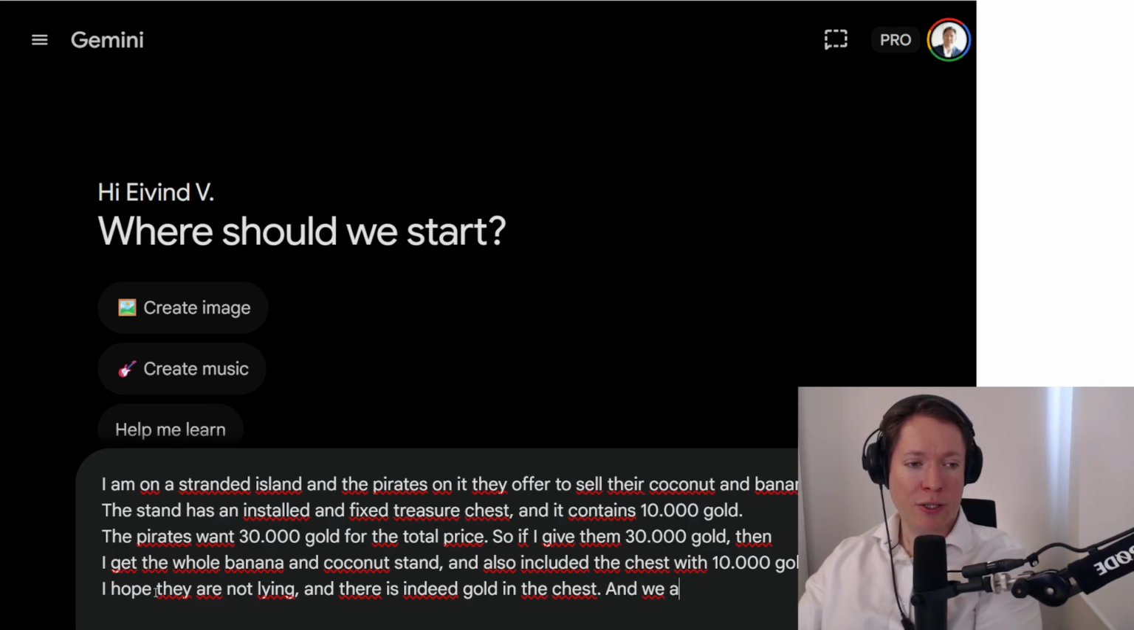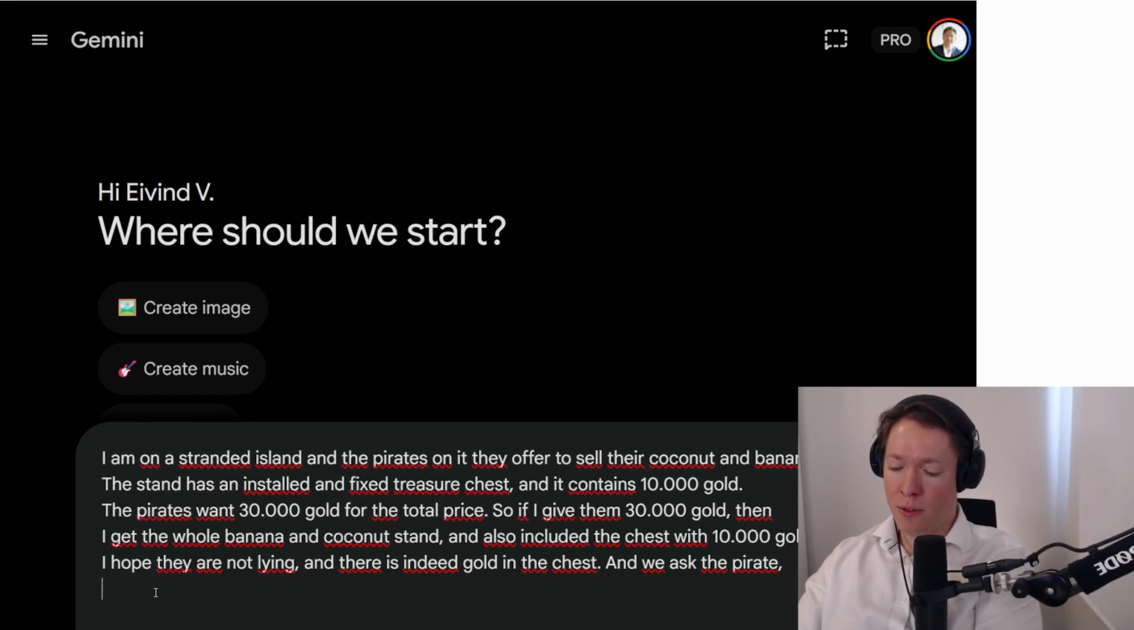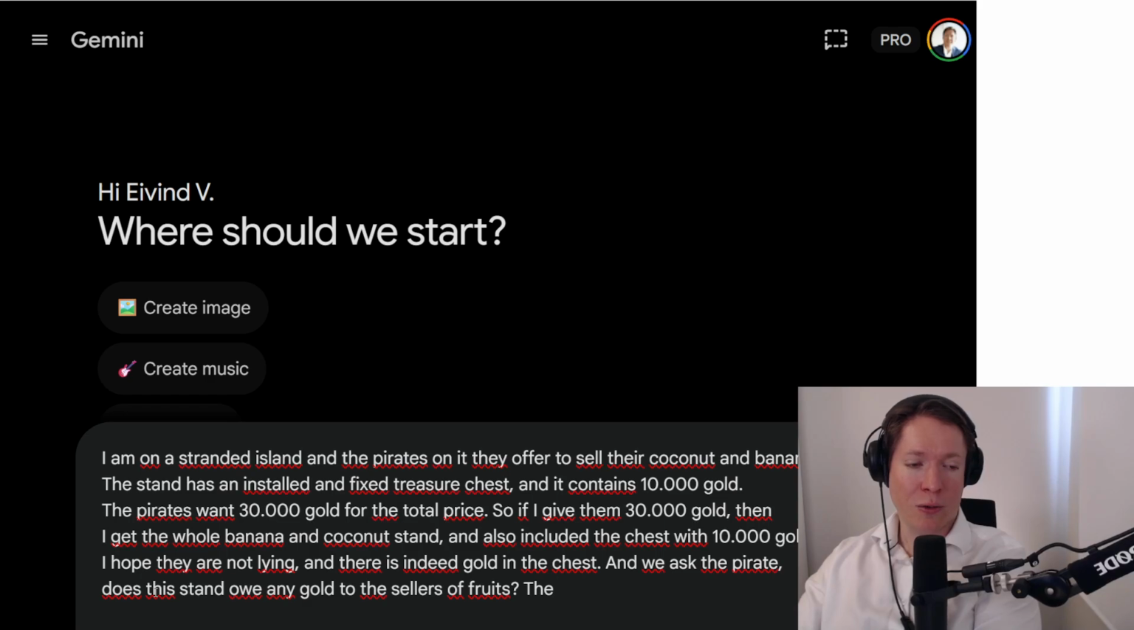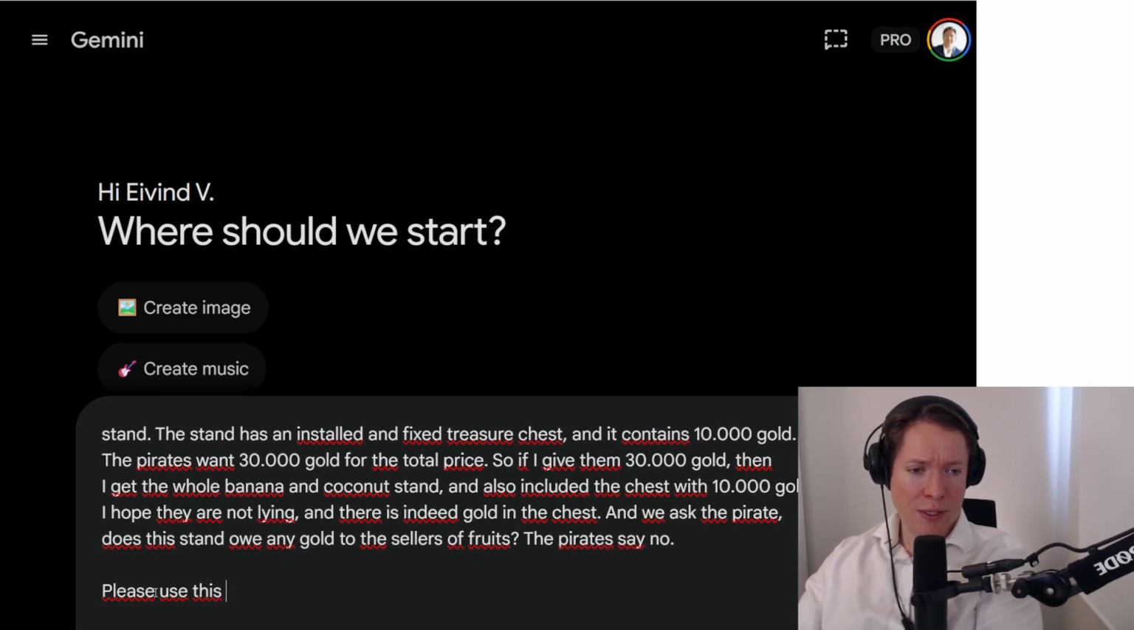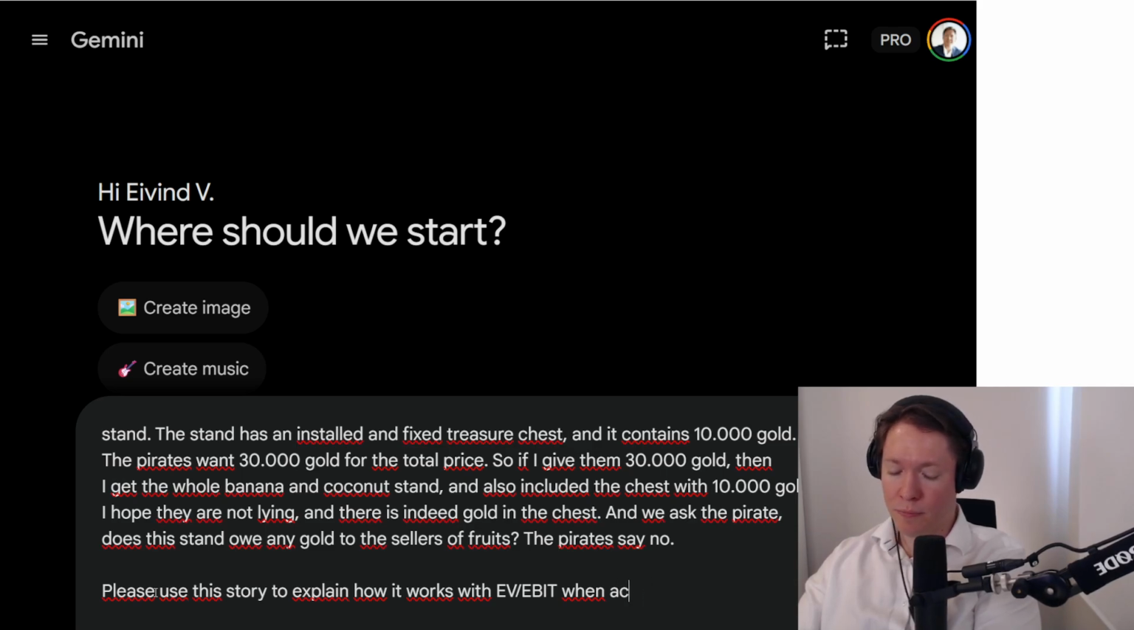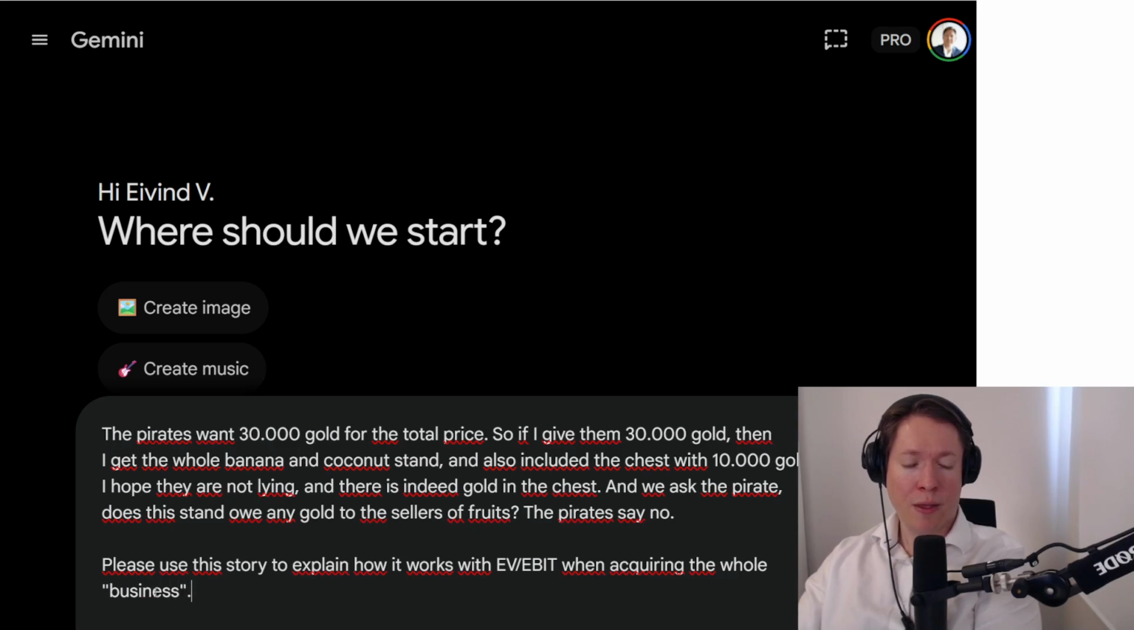And we ask the pirates whether this stand owes any bananas, or any gold to the sellers of the fruits, etc. And the pirates say no. Okay, please use this story to explain how it works with EV to EBIT when acquiring the whole business. Okay.